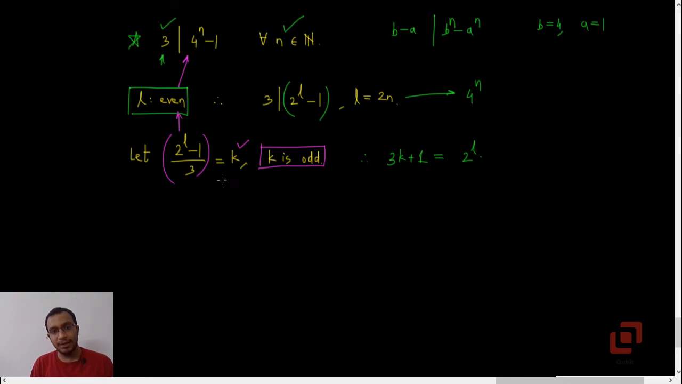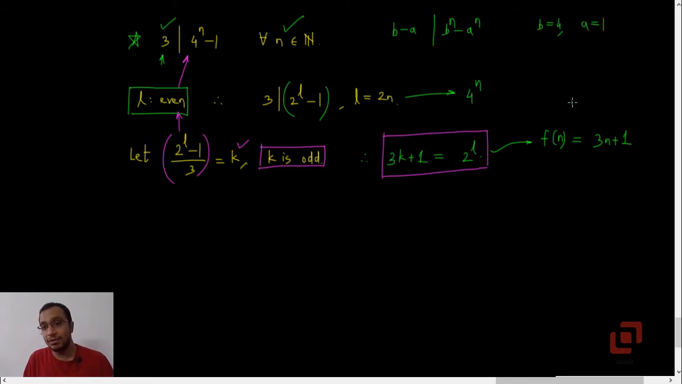Now by an adjustment we can write 3 into k plus 1 as 2 raised to L. This is another thing that we will make use of in our solution. We just note that if n is odd, then f of n is 3n plus 1, and this expression that we have got here is similar to the definition of the function if n is odd.